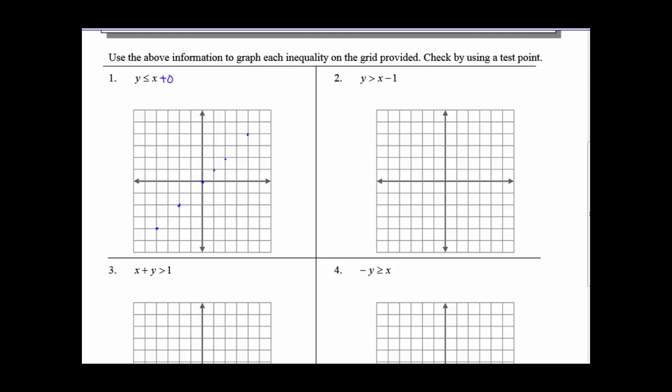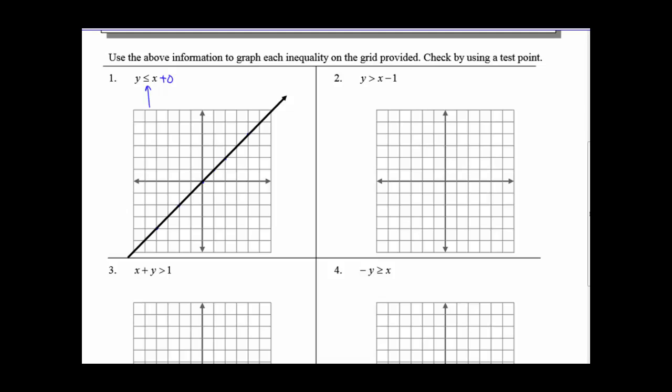Next part, we notice it is an equal to. So what does that tell us? It is a solid line. So there's our solid line. And then the next thing we have to look at is shading. Which way are we going to shade?